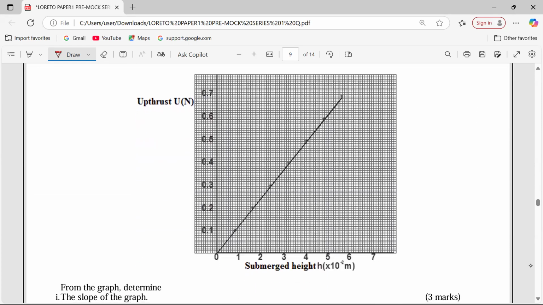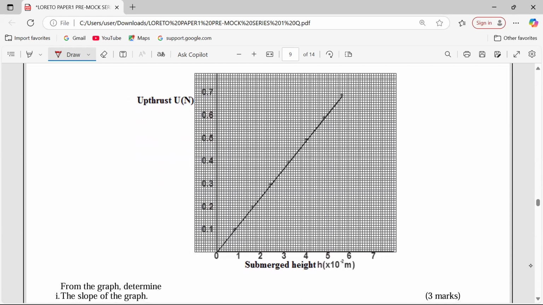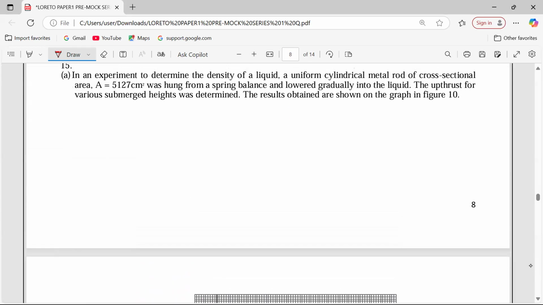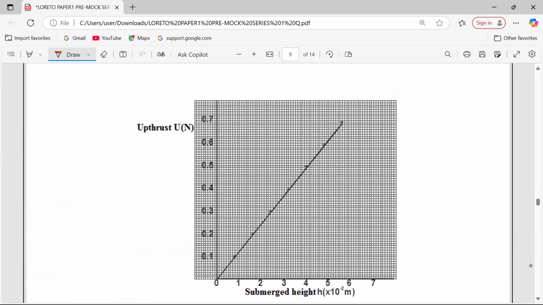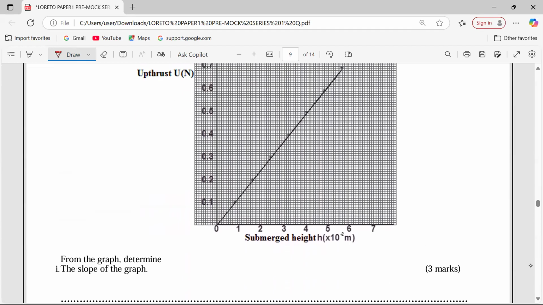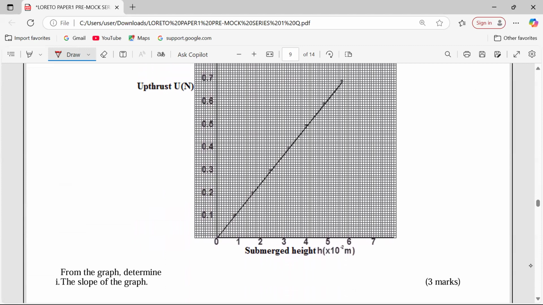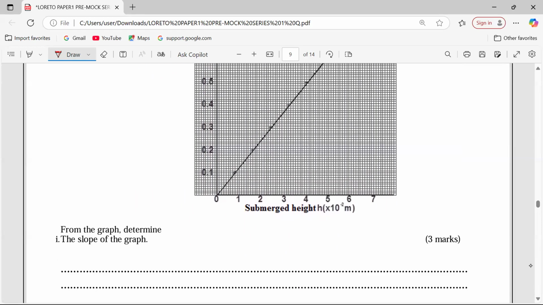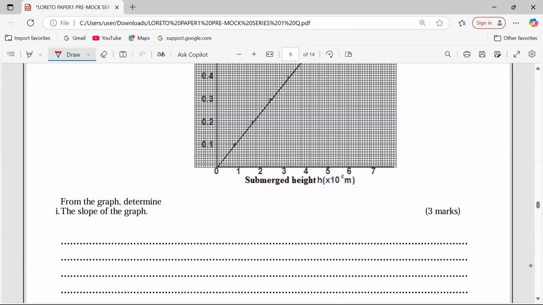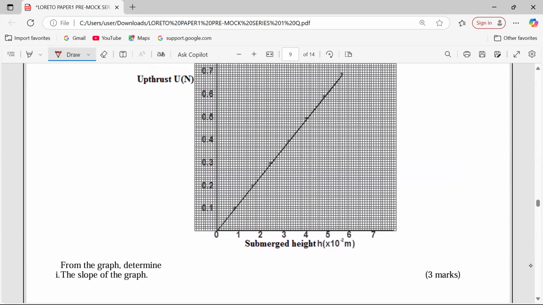We know that there should be a direct proportion there, because upthrust is the weight of displaced liquid. If upthrust is the weight of displaced liquid, then the longer the height we submerge, the greater the upthrust experienced. So we can see the graph of upthrust in newtons against submerged height. The height is in times 10 power negative 2 meters. From the graph, determine the slope of the graph. In other words, determine the gradient.